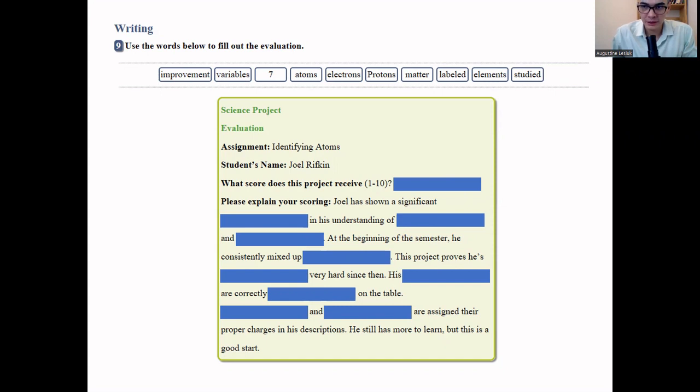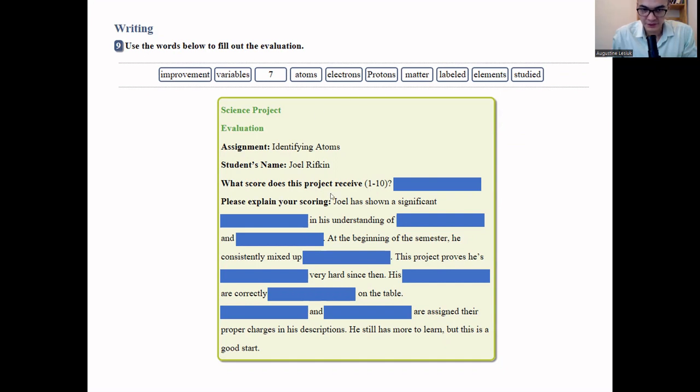Okay, so I want you to pause this video, try filling out the blanks yourselves first. And once you're done, resume the video and we will go through the answers together. Here are the answers. Science project evaluation assignment, identifying atoms. Student's name, Joel Rifkin.